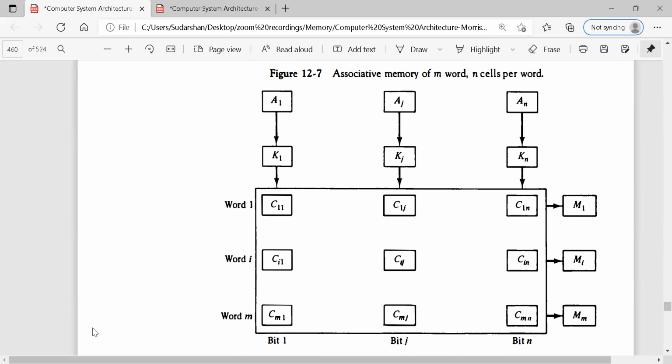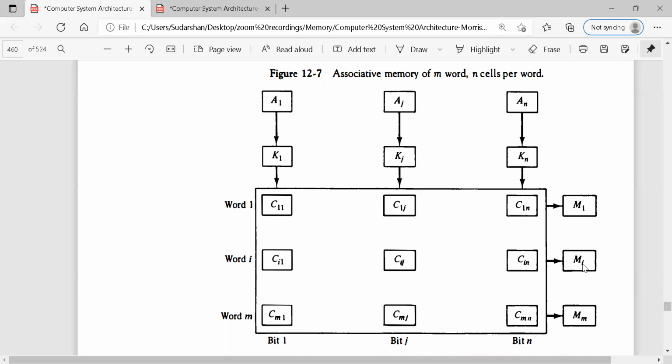Similarly, you do this for word I: CI1, that is ith row, first column, which is your first cell. CIJ, ith row, jth column. CIN, ith row, nth column. Whenever CI1, CIJ, up to CIN match with the corresponding bits of A1, AJ, and AN, depending on your key register contents, MI will be set to 1. So MI is 1 whenever the word I matches the argument register content.